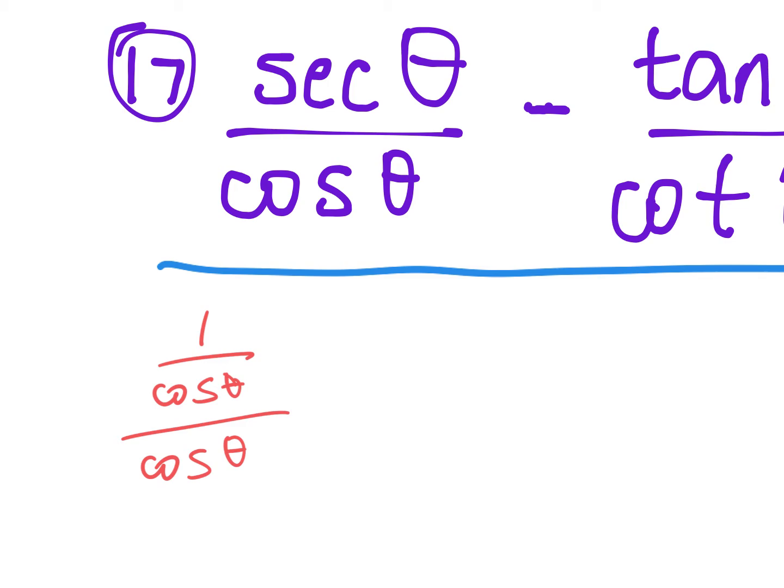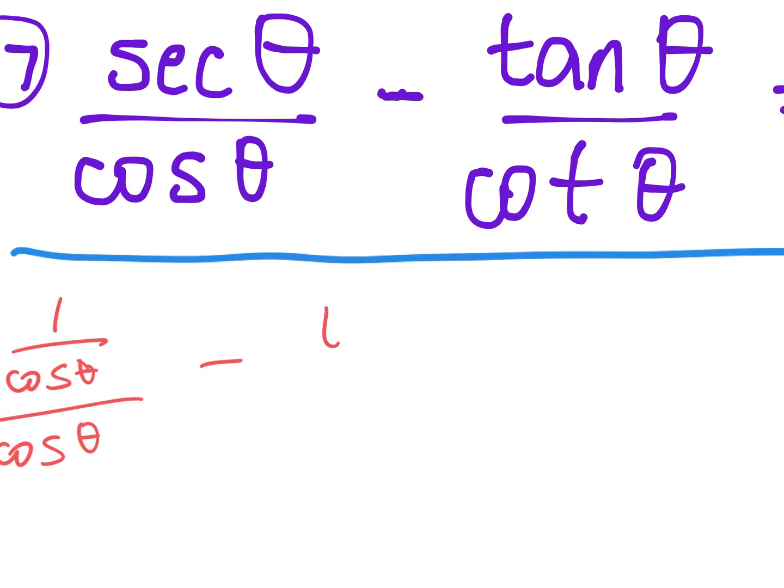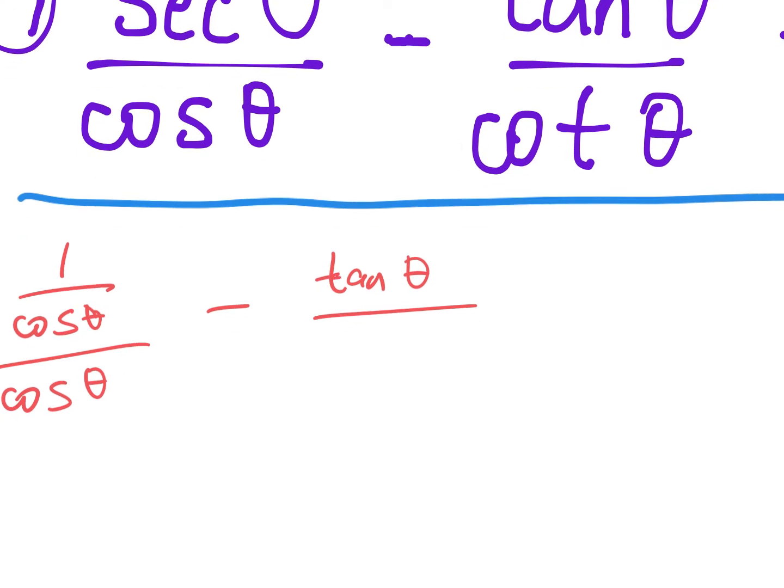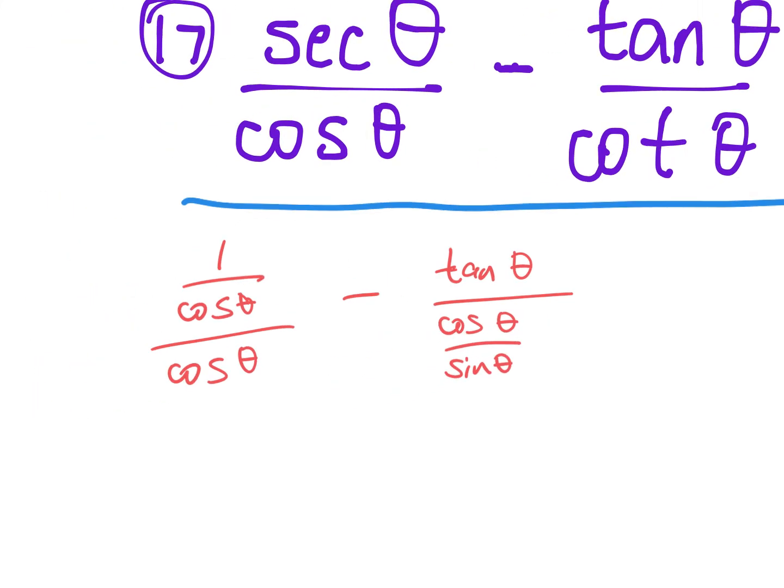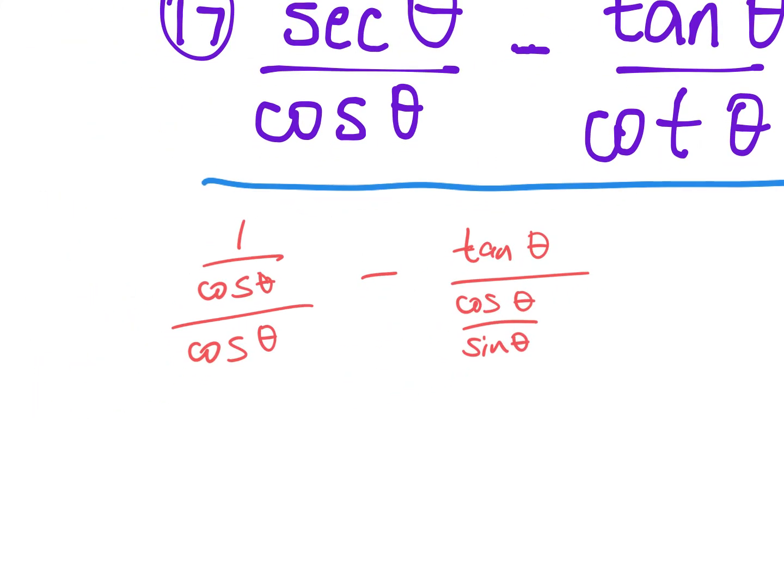Just wait a second. Minus, I'm going to write tangent theta into what? Cosine over sine. You guys agree with that? Did everybody see that? Yeah. All right, I got my minus. Can we simplify tangent? You can if you wanted to. You want to change tangent to what? To sine over cosine? Yeah? Okay, that's fine. Go ahead.